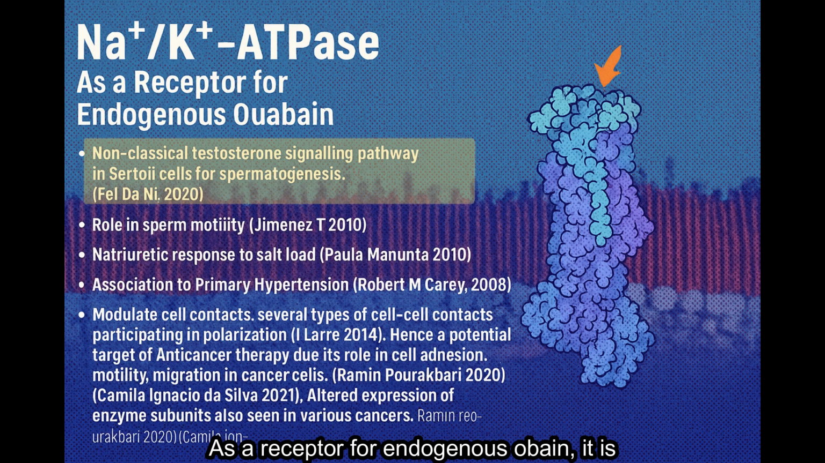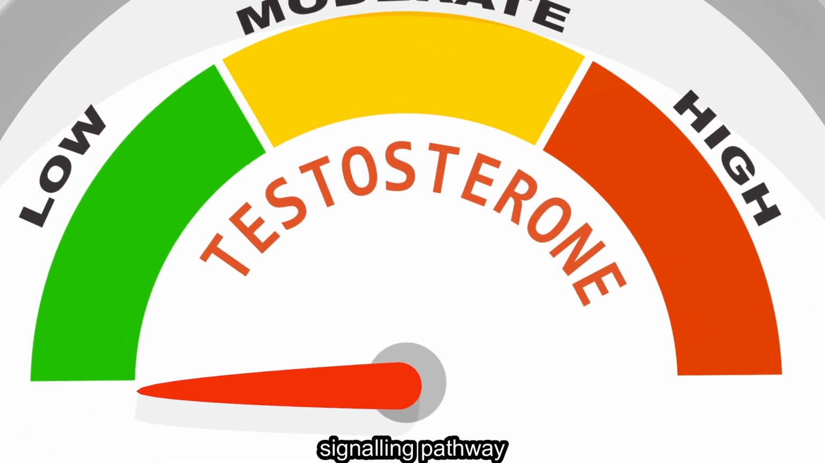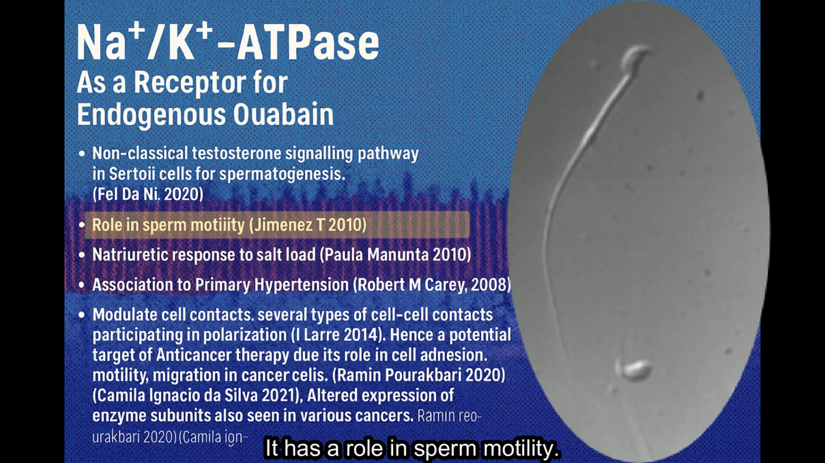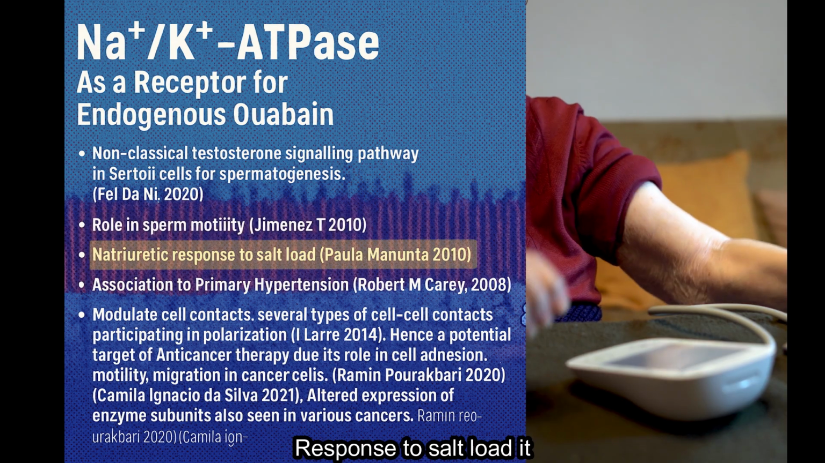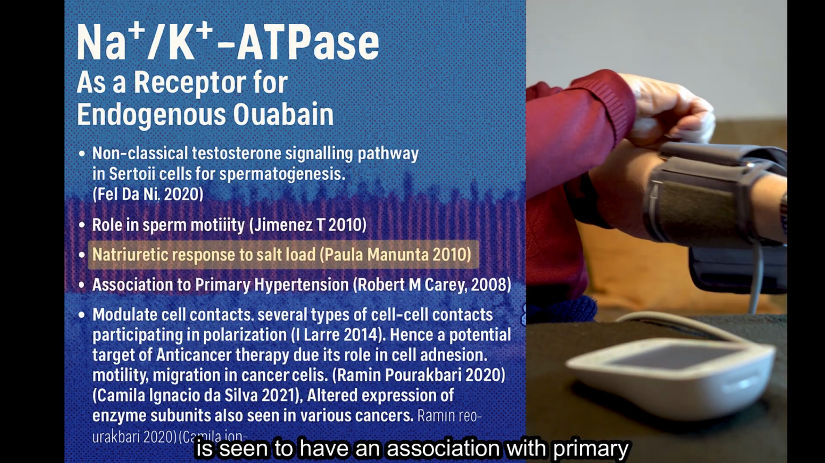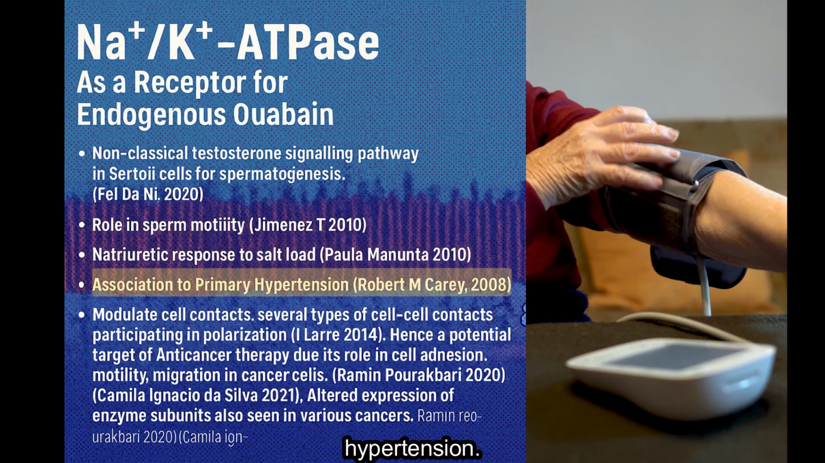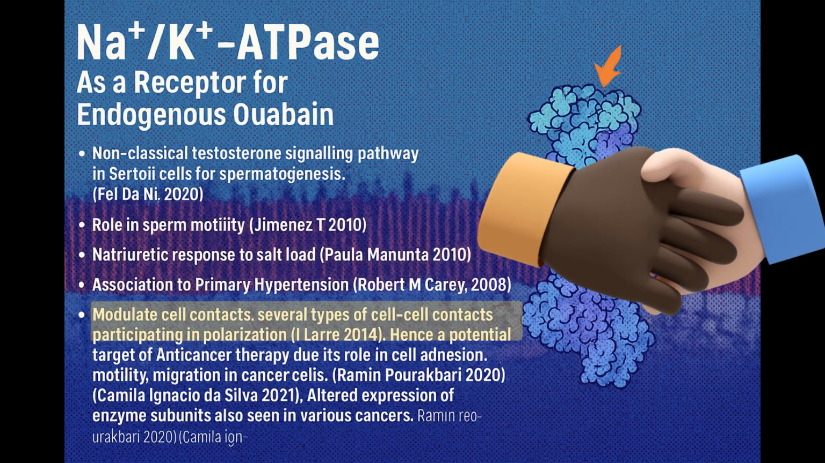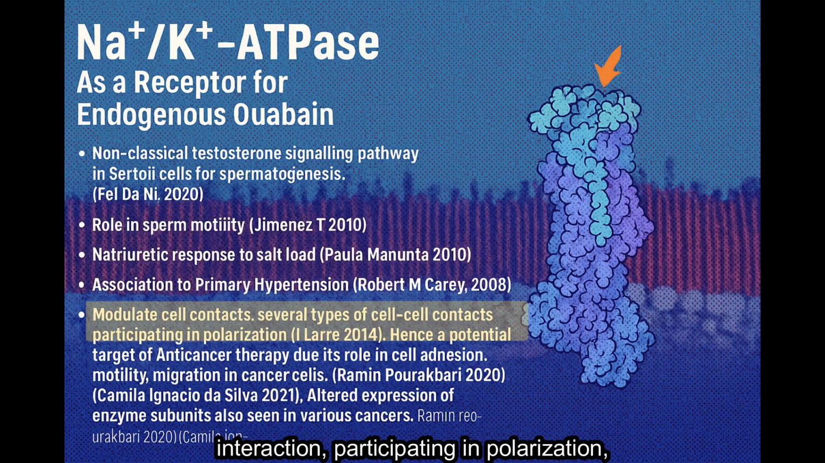As a receptor for endogenous ouabain, it is involved in non-classical testosterone signaling pathway in Sertoli cells for spermatogenesis. It has a role in sperm motility. It affects natriuretic response to salt load. It is seen to have an association with primary hypertension. It modulates cell contact, several types of cell-cell interaction participating in polarization.